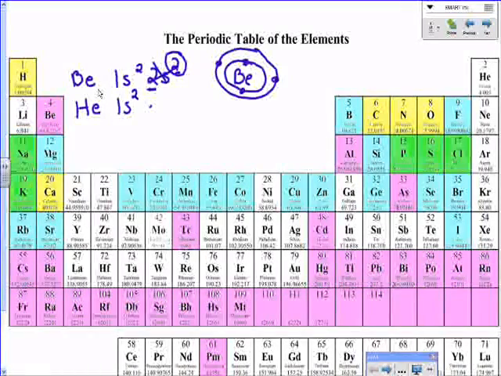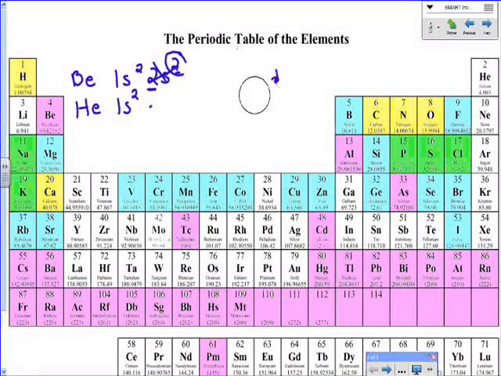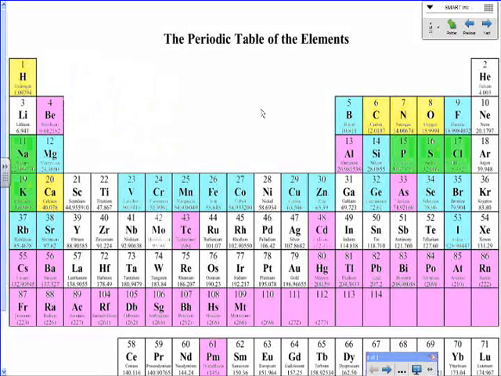Let's look at another example. I was fixing to close it out, but let's look at another example. And we will look at sodium.